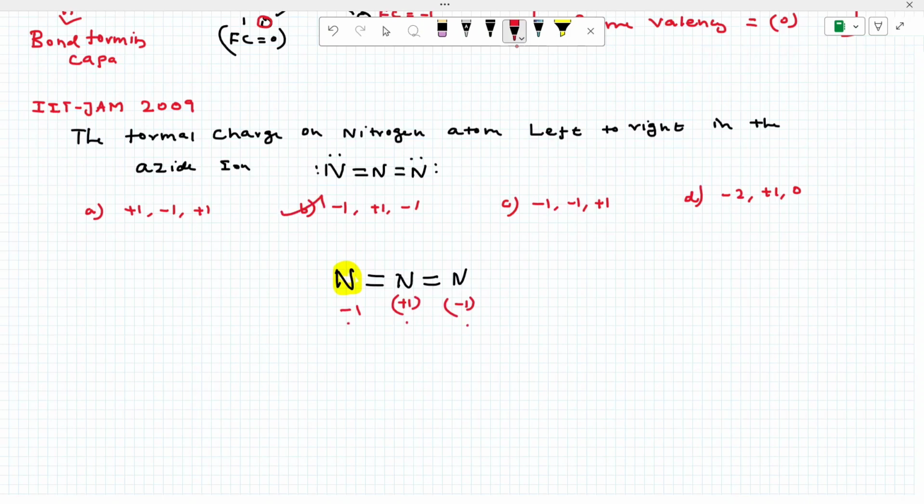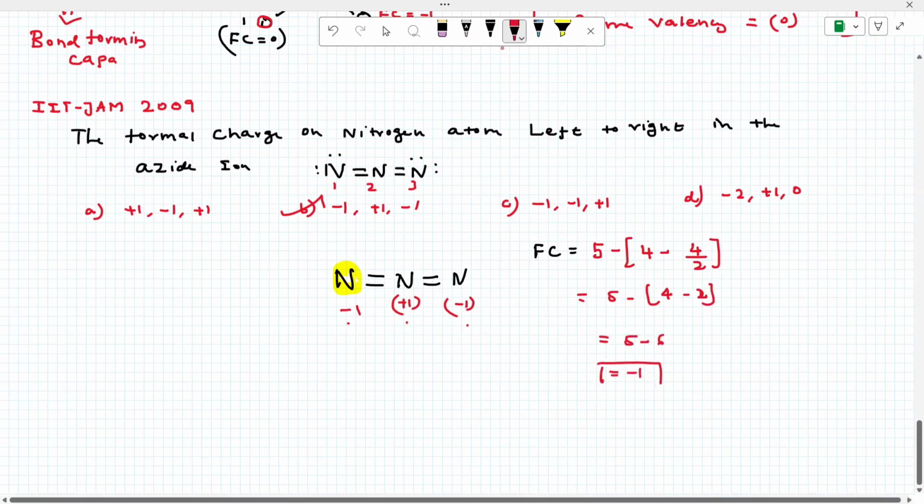Now let's go with the formula method. What is the formula for formal charge? Take the first nitrogen, the left one. Valence electrons of nitrogen is 5. Minus the number of lone pair electrons, 1, 2, 3, 4, so 4, minus the bond pairs, 4 by 2, which is 2. So 5 minus 4 minus 2 is 5 minus 6, the answer is minus 1. That is the proof. Simple.